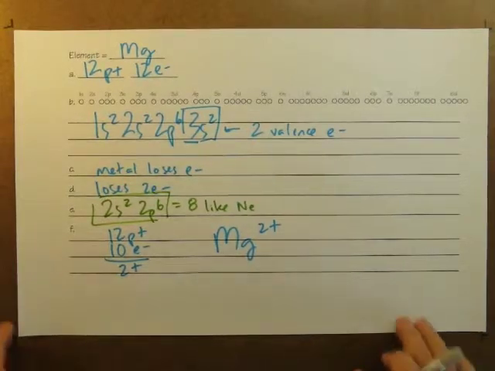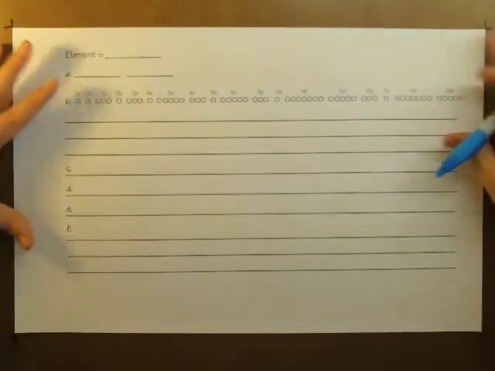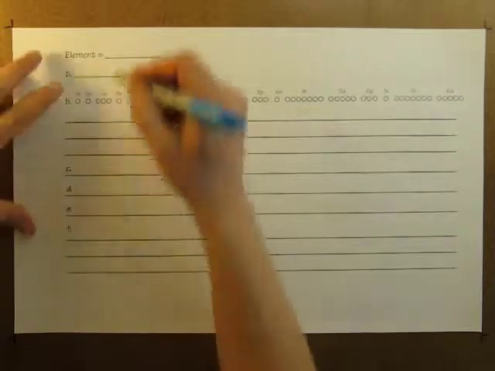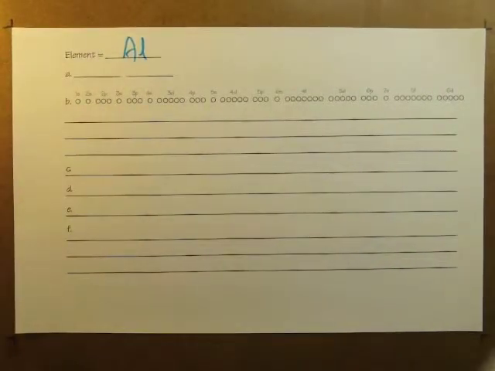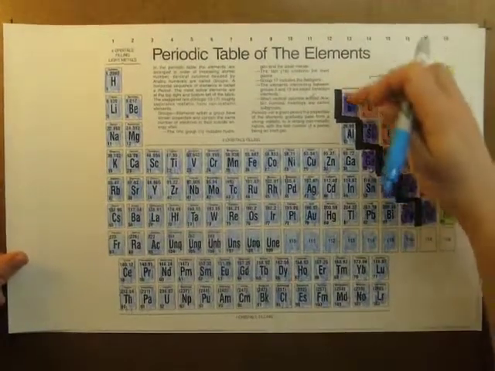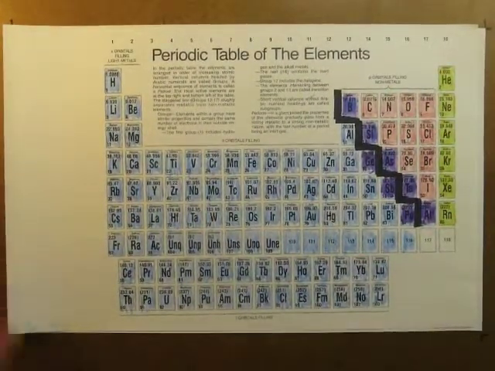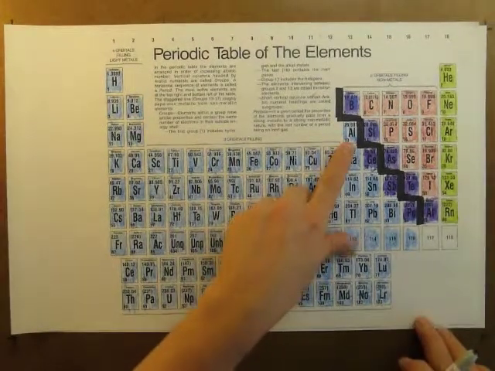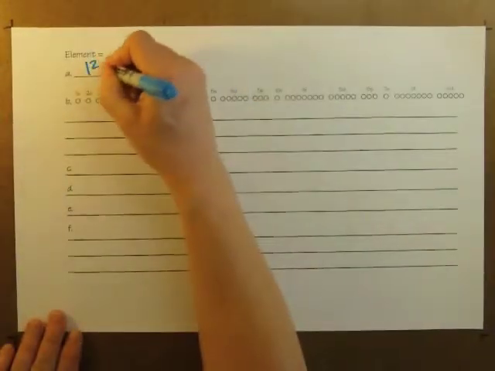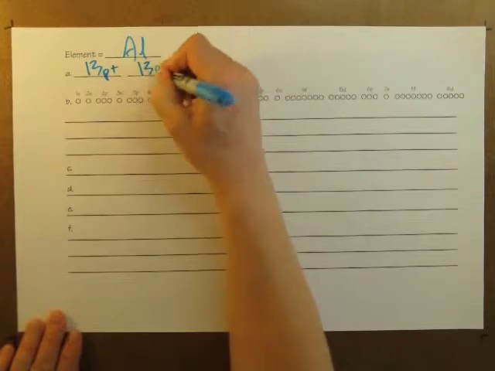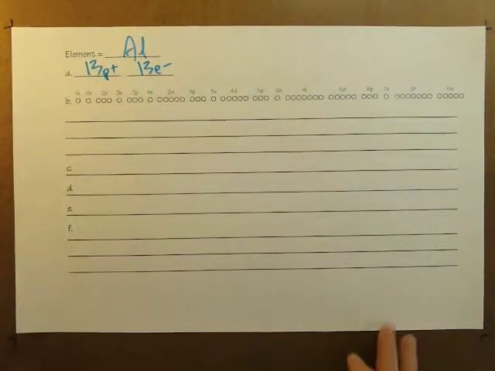Let's try another example for a different element. The next element we'll do is aluminum. So I'll write aluminum here and find it on the periodic table. Aluminum is here along the stair-stepping line. It's the only one touching the line that's not a metalloid. Aluminum is a full-on metal, and its atomic number is 13. So I'll write 13 protons, 13 electrons. Charges are opposite and equal.